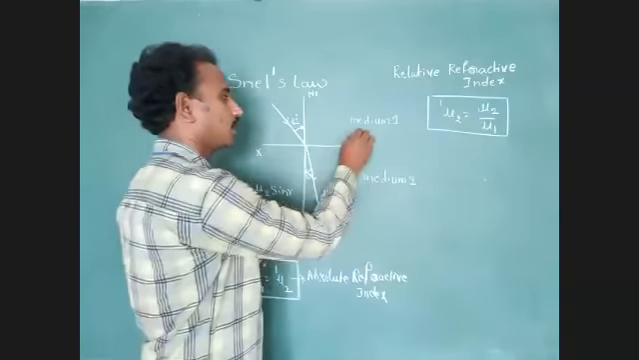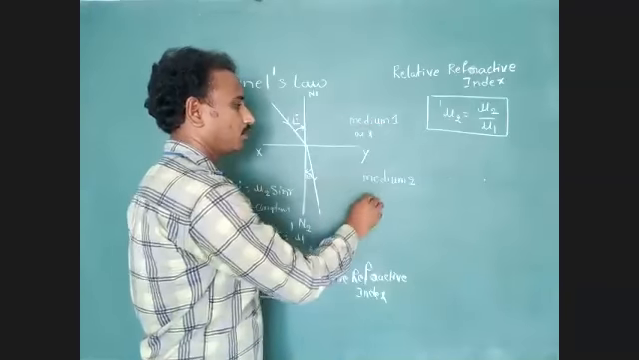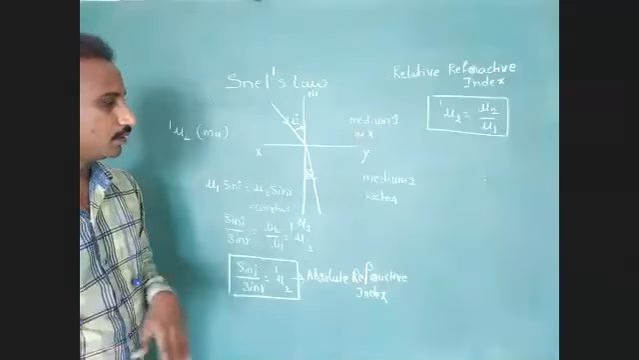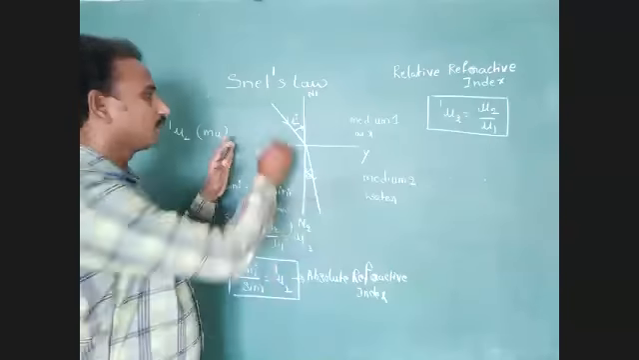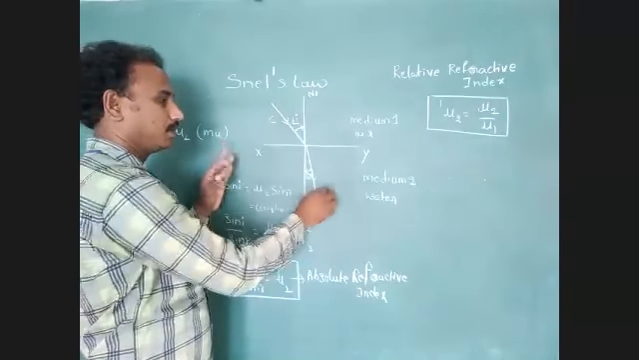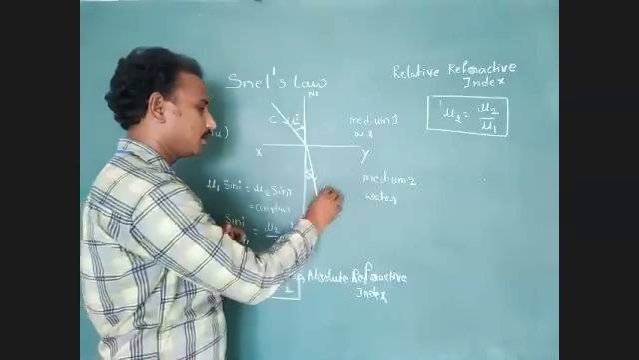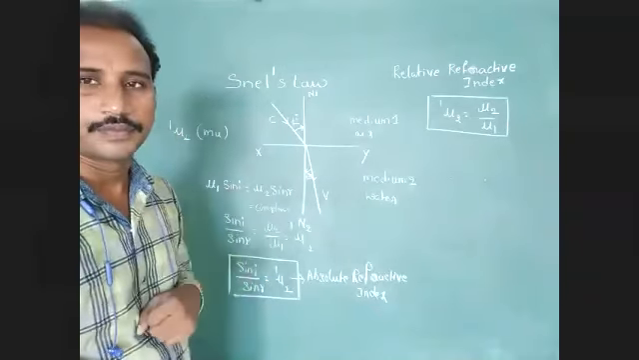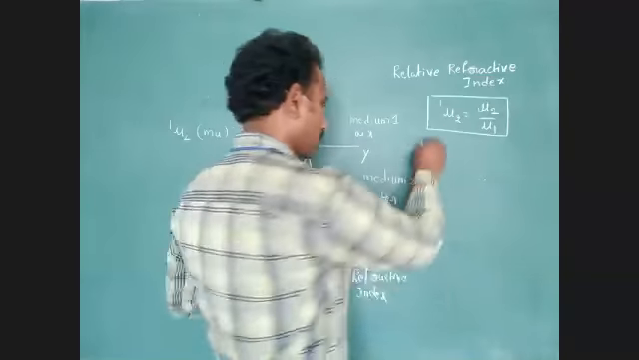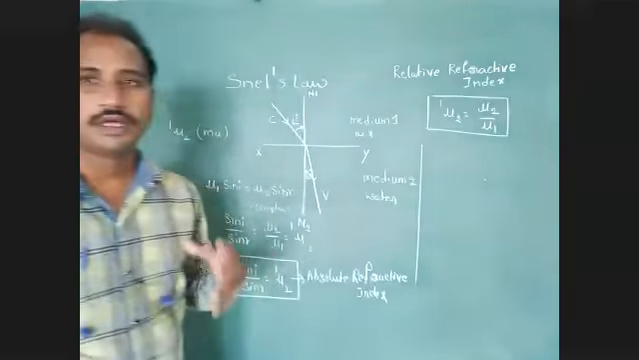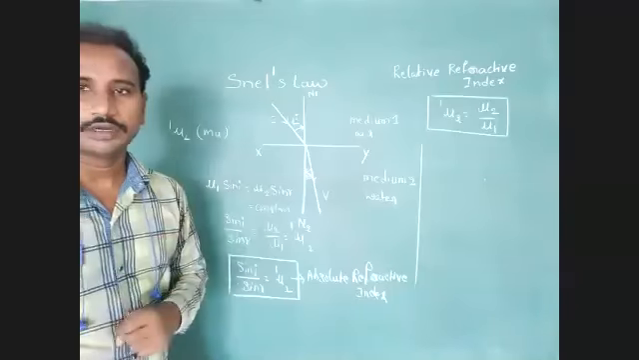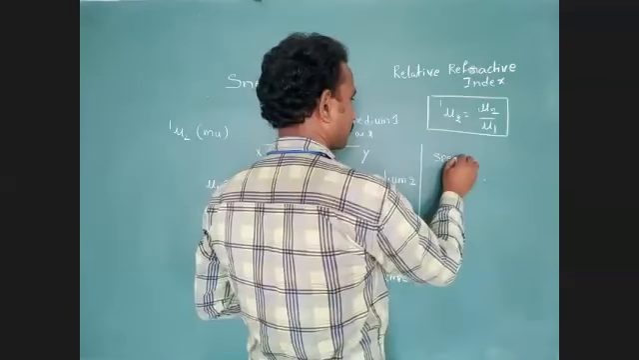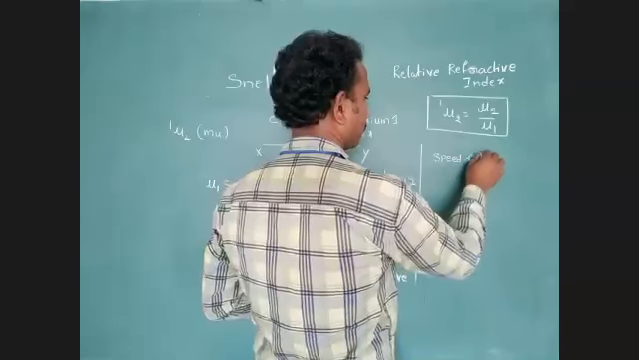Here we have to consider the air medium. Another one represents the water medium. Now we have to compare the speed of light in the air medium and the speed of light in the water medium. Okay, students, now we have to compare this speed of light in the air medium and the water medium. So just write the speed of light.